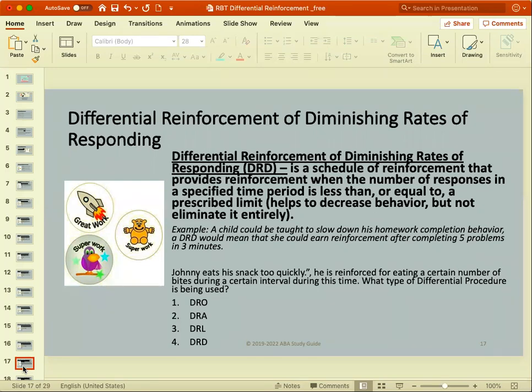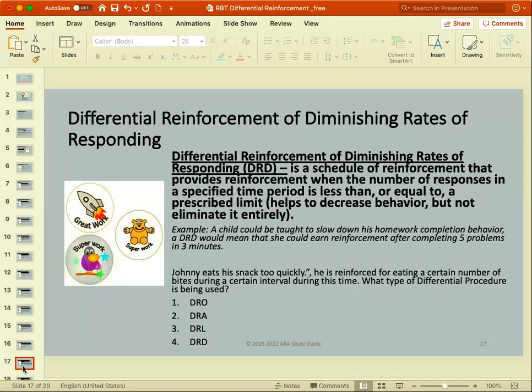DRD is differential reinforcement of diminishing rates of responding. So this is similar to DRL. But this is a schedule that provides reinforcement when the number of responses in a specified time period is less than or equal to a prescribed limit. So we're not trying to decrease behavior. We are trying to decrease it, but not eliminate it. But it has to do with your time component, the number of responses in a specified time period.